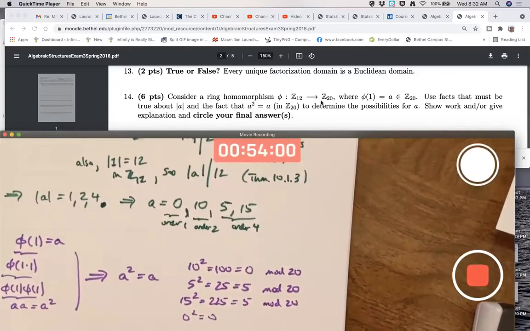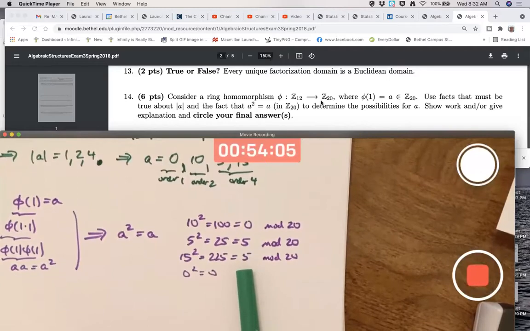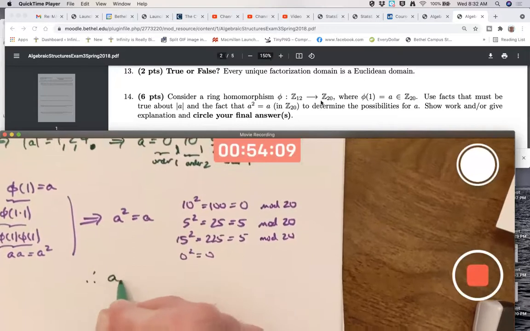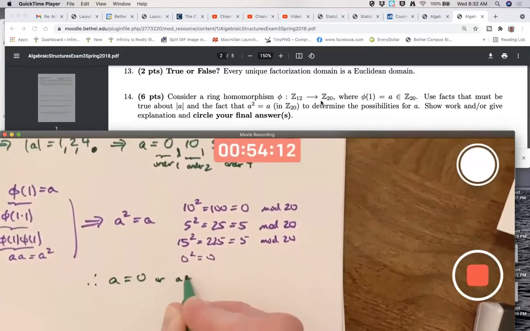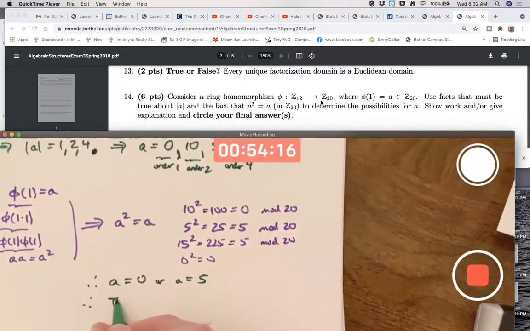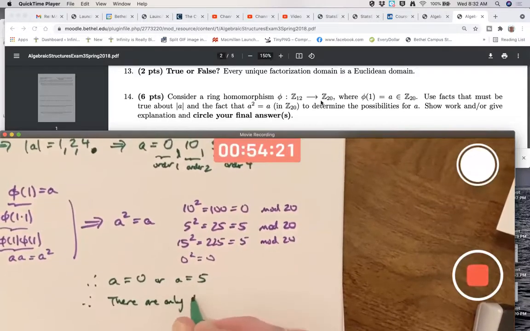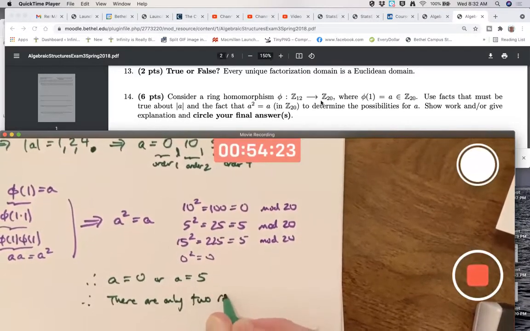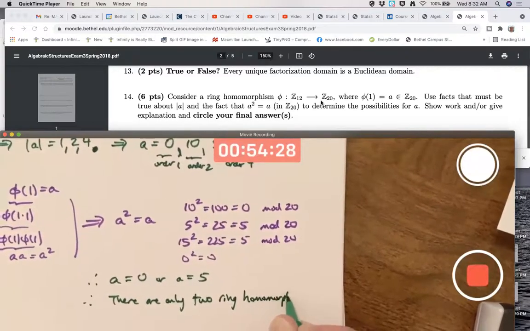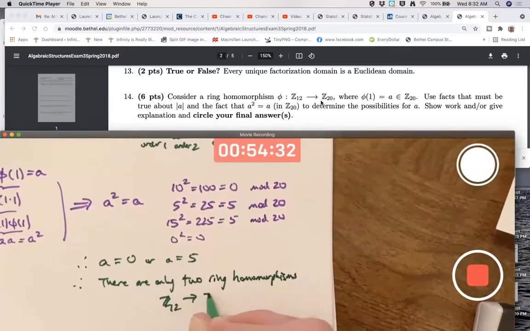Why is 15 not? Because 15 squared doesn't equal 15. That's just 5, right. Thanks. A equals 0 or A equals 5. There are only two ring homomorphisms from Z12 to Z20.